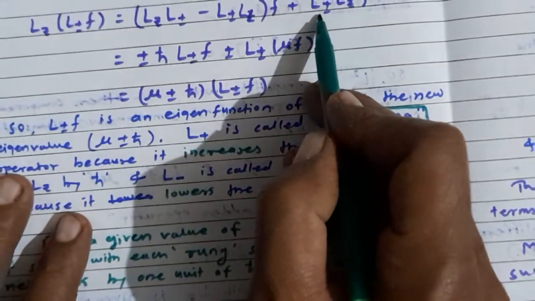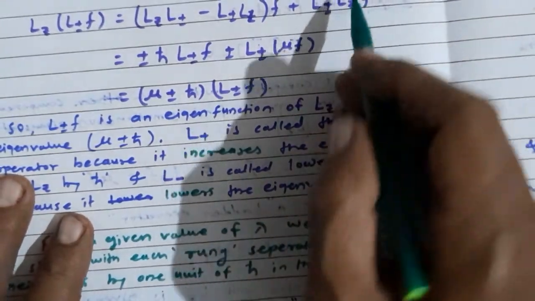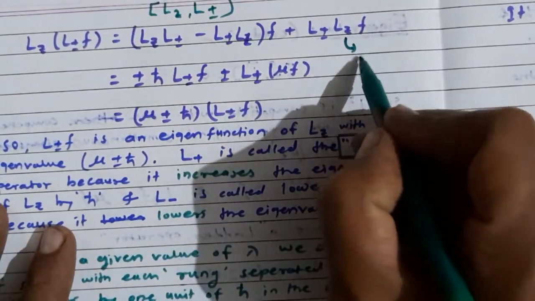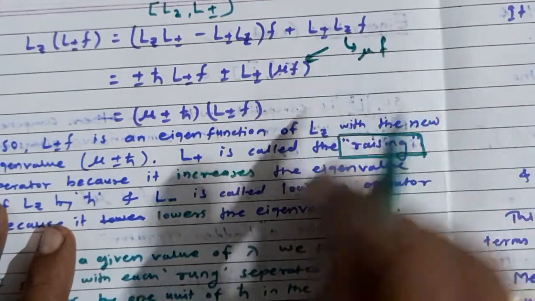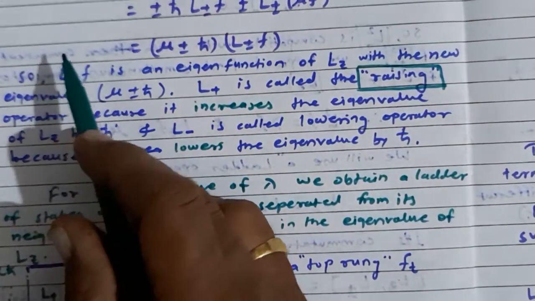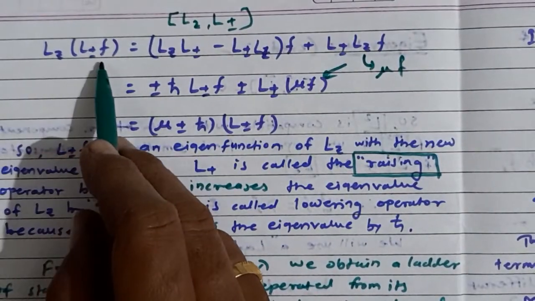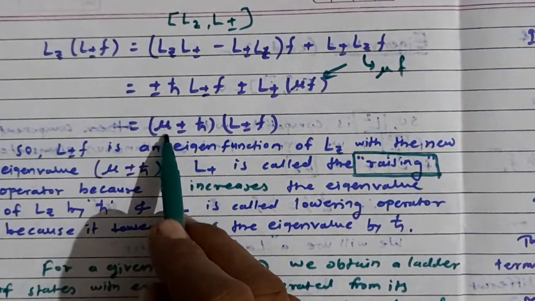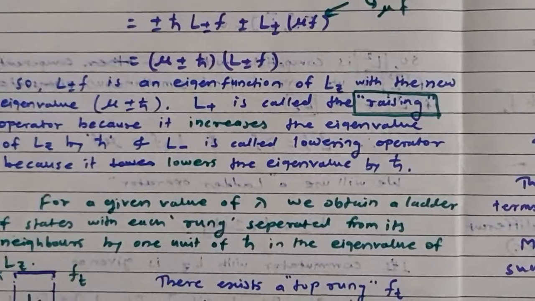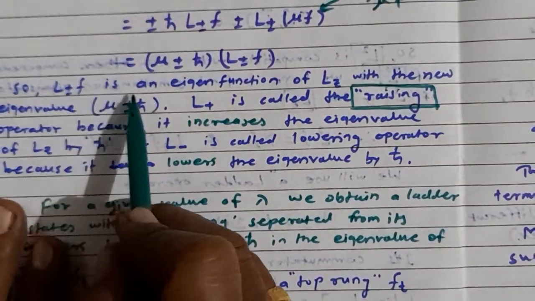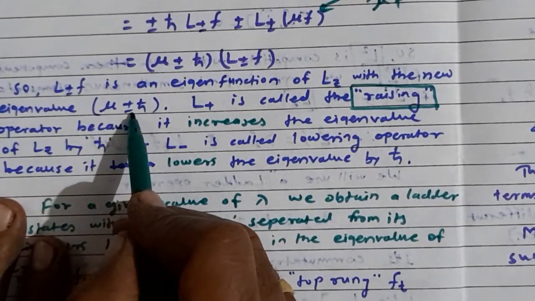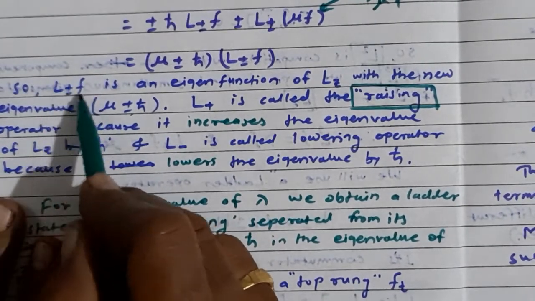And here, when Lz operates on f, it will give us mu as its eigenvalue. So it is defined over here. Okay, so what we got when Lz operated on L plus or minus f was the value mu plus or minus h cross times L plus or minus f as well. So here L plus or minus f is an eigenfunction of Lz with the new eigenvalue mu plus or minus h cross. Okay, so this is the eigenfunction we have chosen.